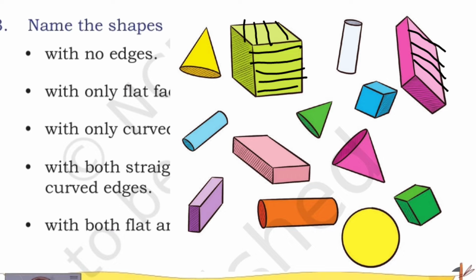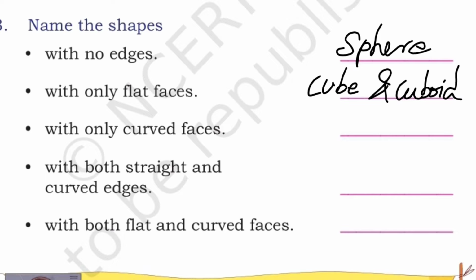Cube and cuboid have flat faces. For example, a duster is in cuboid shape. On the top of the duster we can see the flat face. Bottom is also a flat face. So cube and cuboid. The next one, with only curved faces. So which shape has only curved faces? Let's go back to the image again.